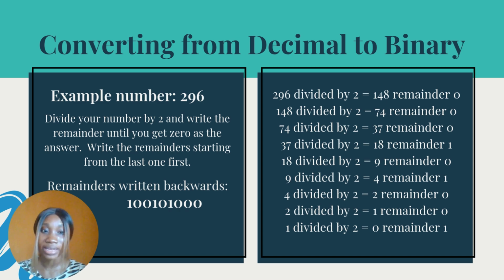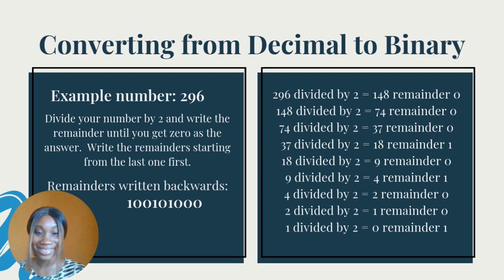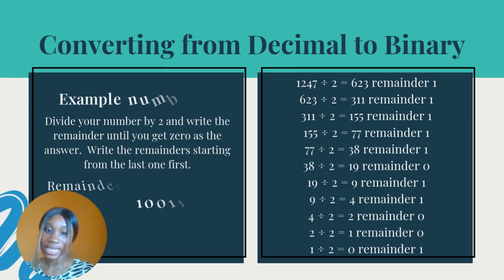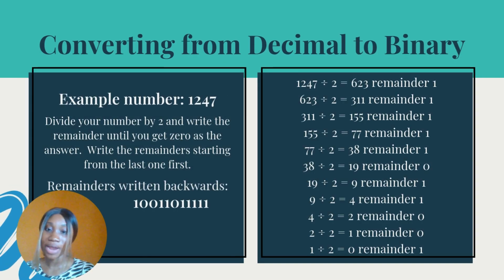Now, how do we write this number out? We focus on the remainders, okay? So you write down those remainders starting from the bottom. Starting from the bottom, you write it up. So starting from the bottom, we have 1, 0, 0, 1, 0, 1, 0, 0, 0. So that is the binary number of 296.